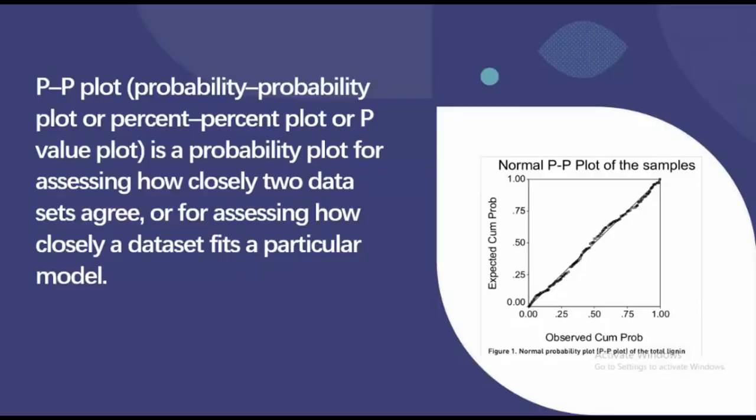What is a PP plot? A PP plot is a very simple graphical technique with whose help we can check whether the data fits a particular distribution or not. A PP plot is also known as a probability plot, percent plot, or p-value plot. A PP plot is a probability plot for assessing how closely two data sets agree, or for assessing how closely a dataset fits a particular model.